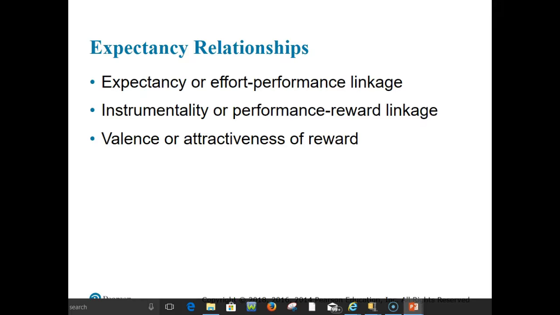And then you have valence, or attractiveness of reward, and that is the importance an individual places on the potential outcome or reward that can be achieved on the job. Valence considers both the goals and the needs of the individual.